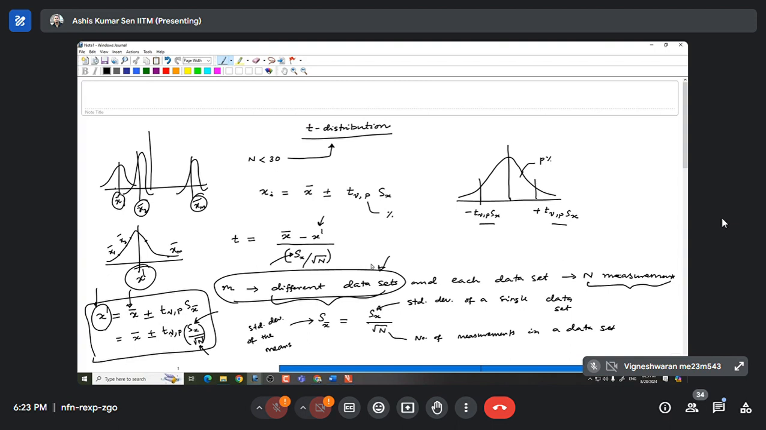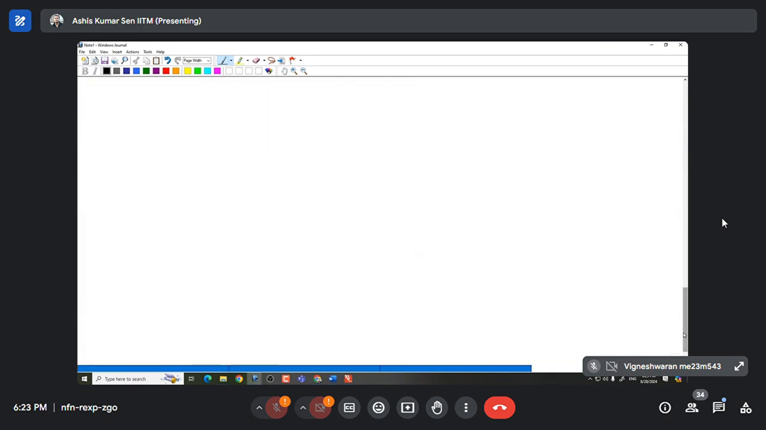So in that case, when you want to really find out the mean or the standard deviation, you use what is called pooled statistics. Okay, so we talk about pooled statistics.